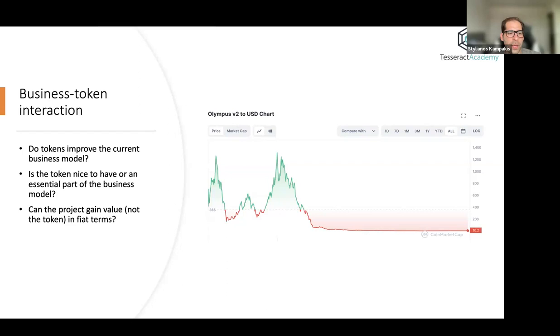And then the third point: can the project gain value, not just the token, but the project itself, like the economy itself, in fiat terms? If the answer is yes to all of these three questions, then your project is in a good place. If the answer is no to any of those questions, then maybe you have to re-examine some of the fundamentals and maybe even the whole design or the business model of your project.